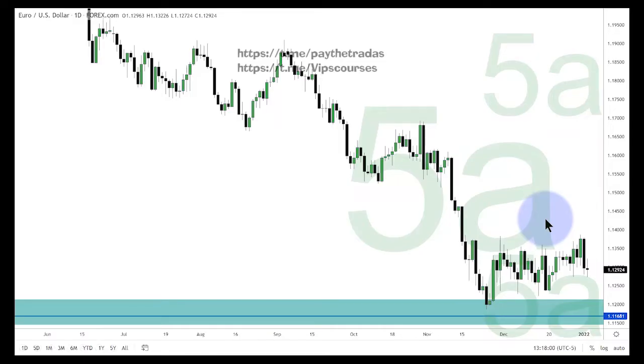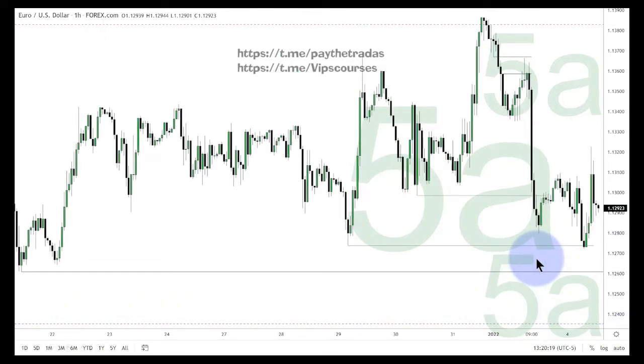Euro-dollar daily chart. Again, consolidation. All right, I mentioned the sell side liquidity pool resting below here. That was tagged yesterday. Consolidated and rallied once more into this imbalance. Next pool liquidity is here, and then the old dealing range low.